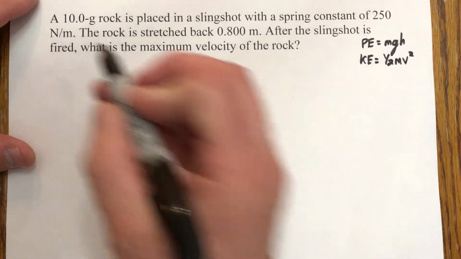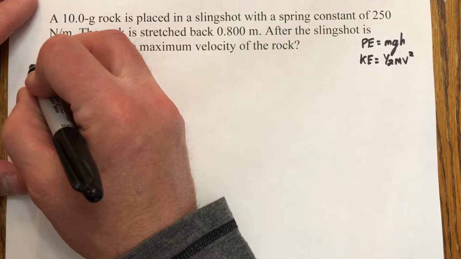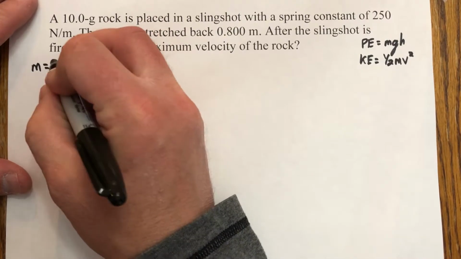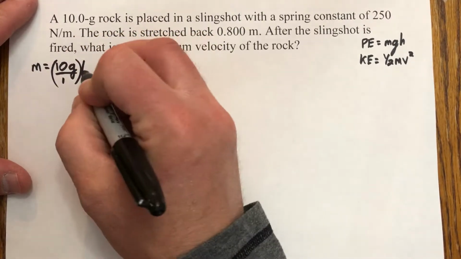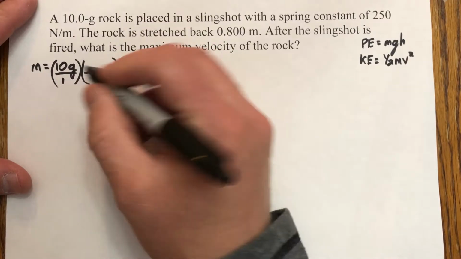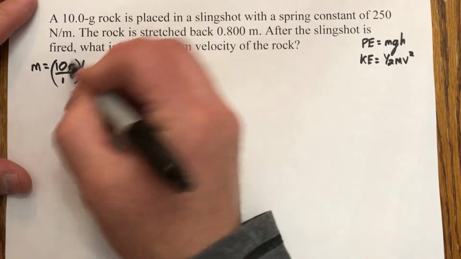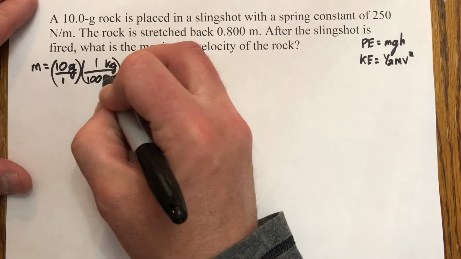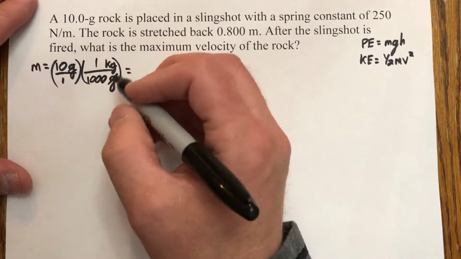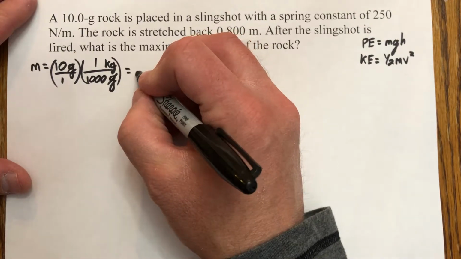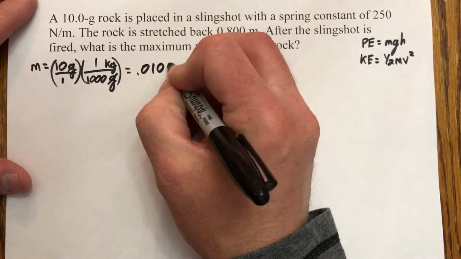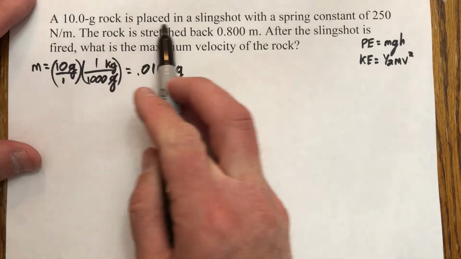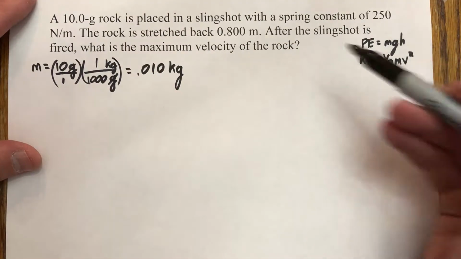So let's read the question. A 10-gram rock, there's your first problem. The mass of the rock is 10 grams, but we cannot use grams, we have to use kilograms. So we're gonna change grams into kilograms. Grams is on top, we put grams on the bottom so they cancel out, and we go to kilograms. In 1 kilogram, there are 1,000 grams. So if we do the math, we're gonna have 0.010 kilograms.